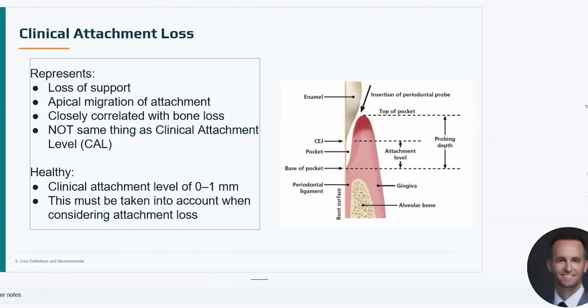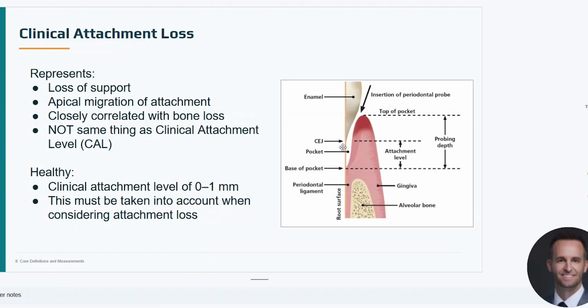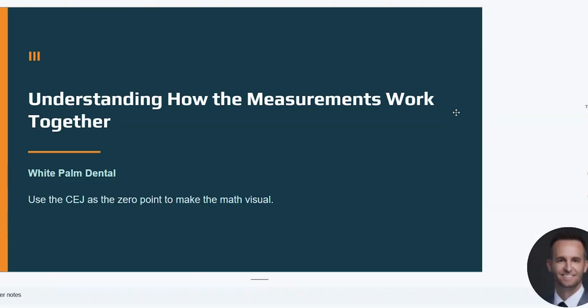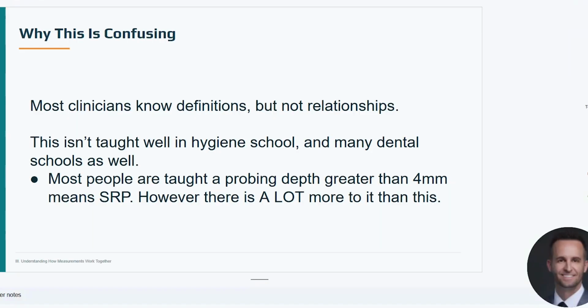So this is a little bit tricky of a concept, but clinical attachment loss must take into account everyone's clinical attachment level, where it started when they were a young adult. It has to be taken into account because that level then determines the starting threshold for where their clinical attachment loss then occurs. So it's really important to understand how all of these measurements work together to then come to a diagnosis.